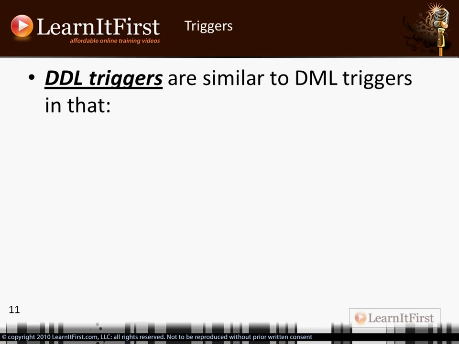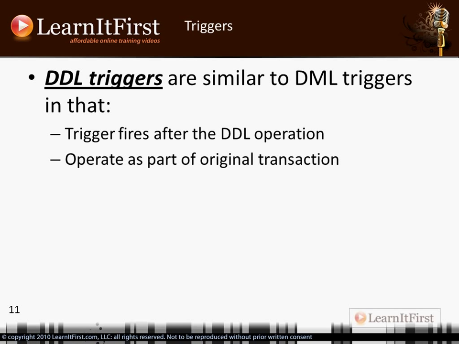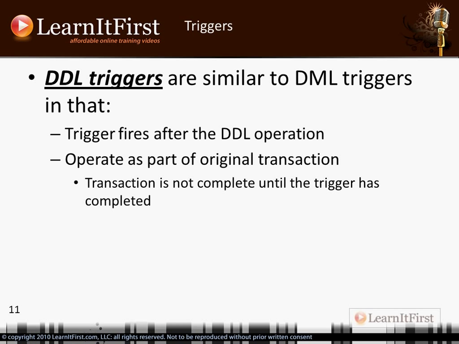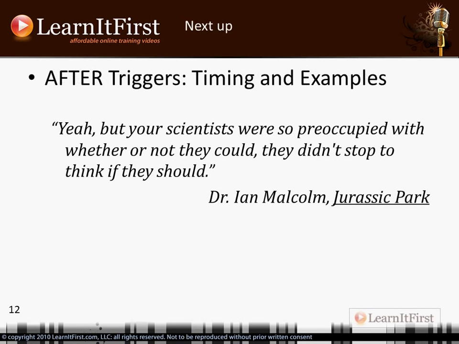Oh, I thought that was the last page. This is actually it. DDL and DML triggers are similar because they fire after the operation, so it's similar to an after DML trigger. They operate as part of the original transaction, so the transaction is not complete until the trigger has completed, which of course means that in the trigger code, you can roll back the transaction. I know that's a lot. Let's get into after triggers and talk about the syntax and how they work.